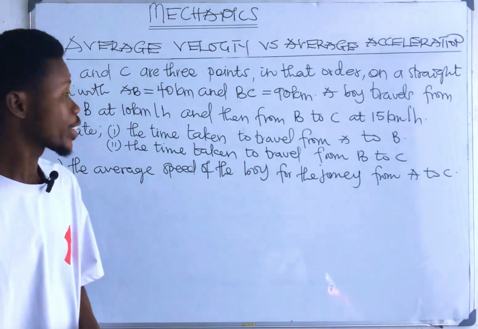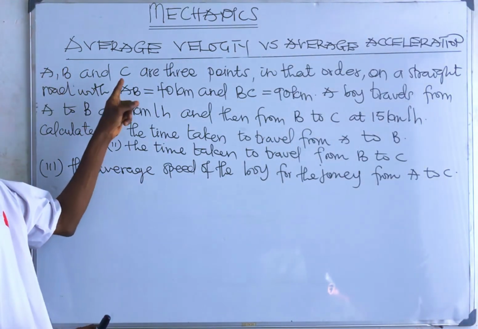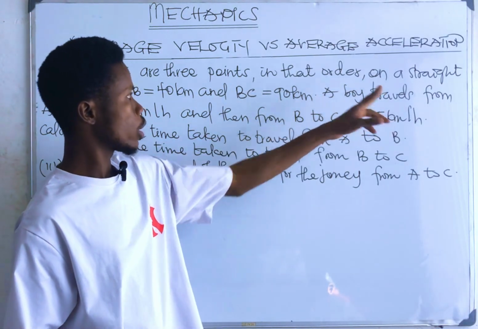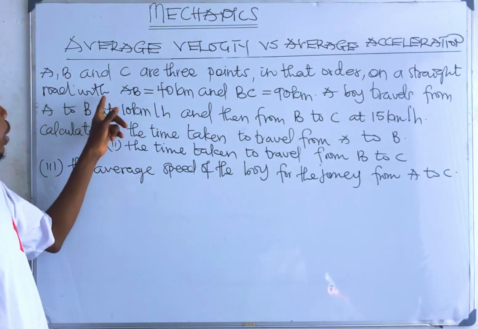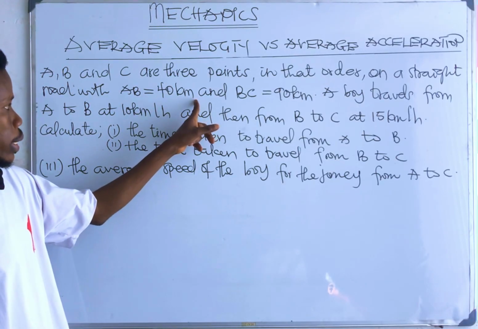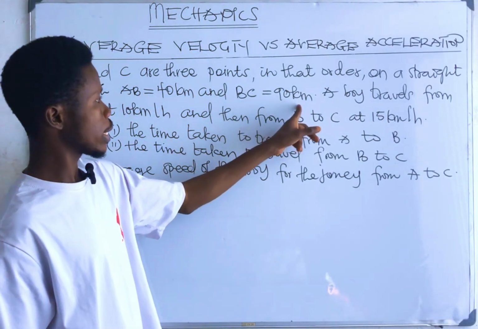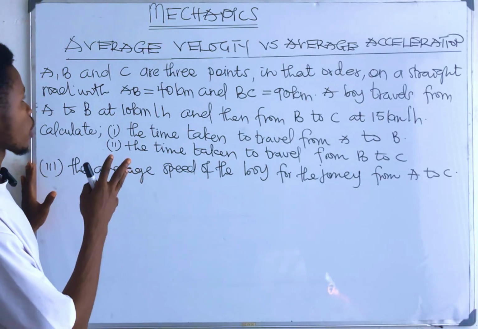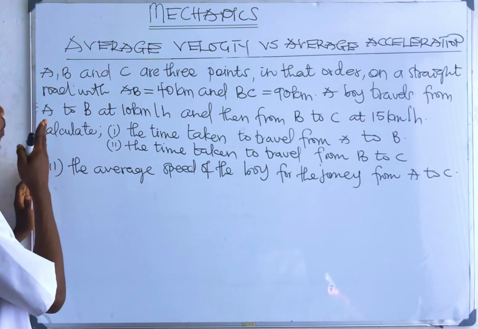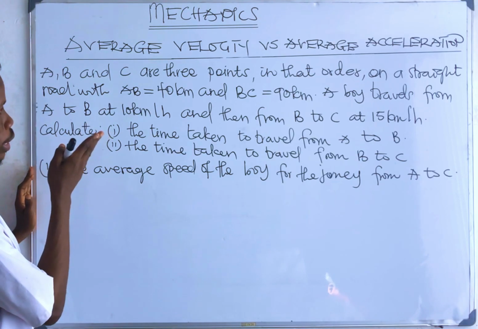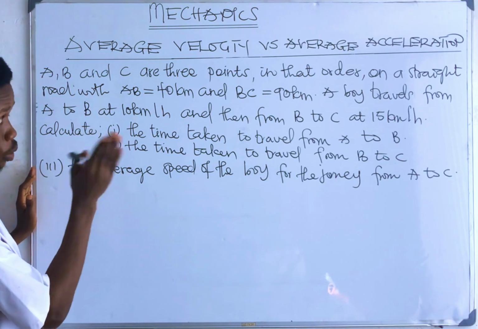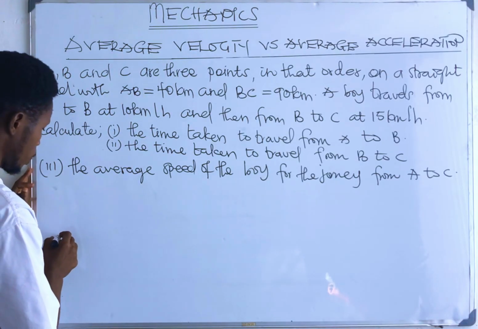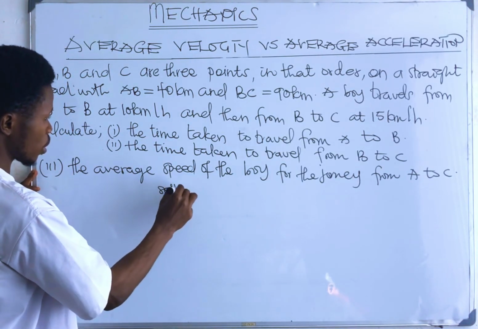Now let's look at this example. A, B, and C are 3 points in that order on a straight road with AB equals 40 kilometers and BC equals 90 kilometers. So we say that A, B, and C are 3 points in that order, on a straight road. So let's say this is a road. Let me write the solution here.